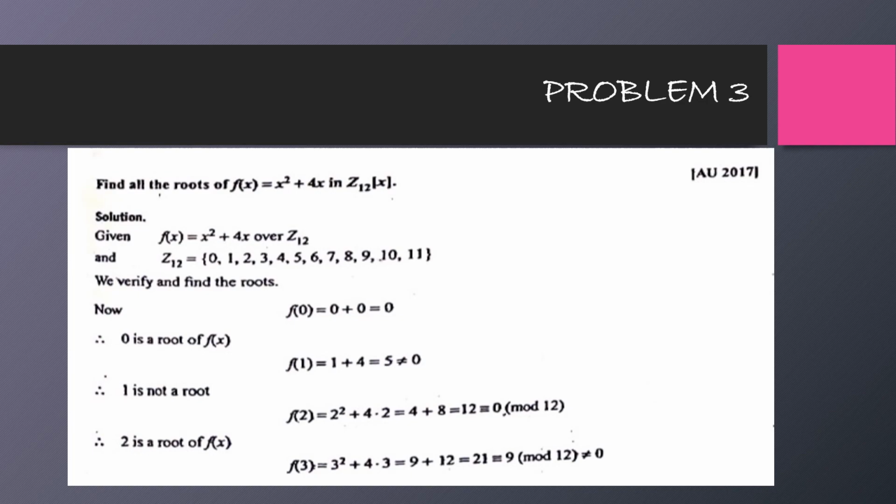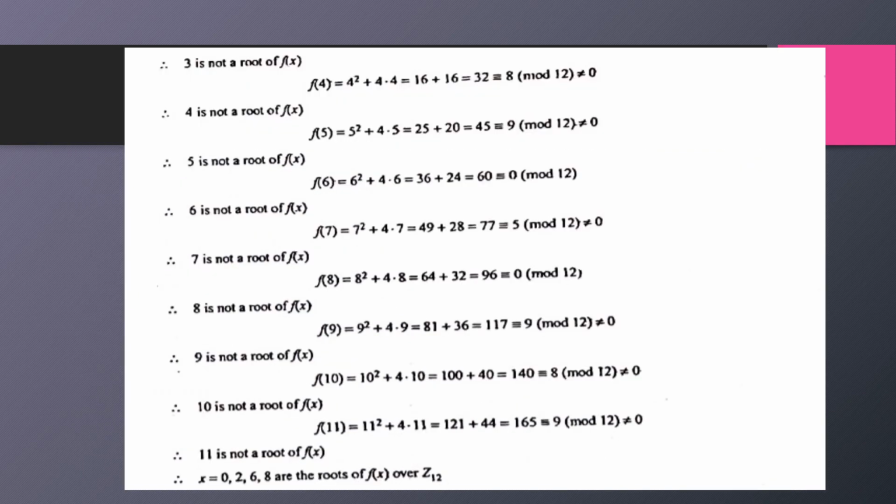Same way for 3. If I substitute 3, it is going to be 9 plus 12. So my answer is 21. And if I divide 21 by 12, the remainder will be 9, which is not equal to 0. Therefore 3 is not a root. Clear? Likewise, you start substituting for 4. The answer is 45. For 12, the remainder is 9. Not equal to 0. So 4 is not a root.